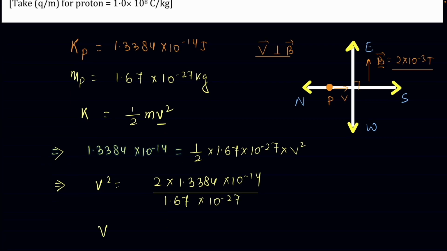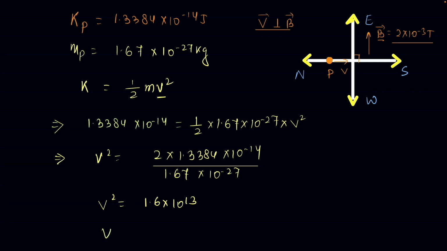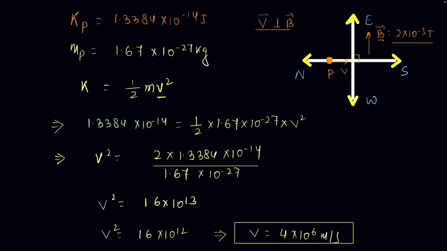Further, v square is equal to 1.6 × 10^13. It can be written as v square is equal to 16 × 10^12. So from here, taking the square root, v is equal to 4 × 10^6 meter per second. So this is the answer of the first part of the question.